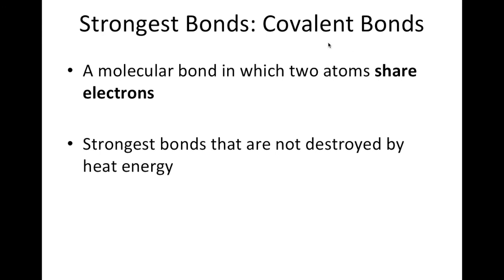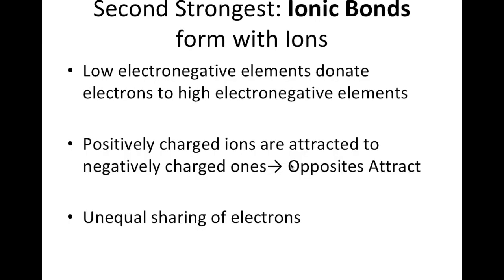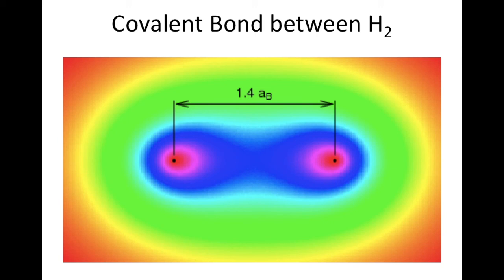So in this case, the atoms are sharing the electrons. Okay, so these are the strongest bonds that usually aren't going to be destroyed by heat energy. They require a lot of energy to make, so they're pretty inflexible. This is an imaging of the covalent bond, and the blue area kind of shows where the electrons are going to be. So you can see they're sort of evenly shared by the two hydrogen ions.